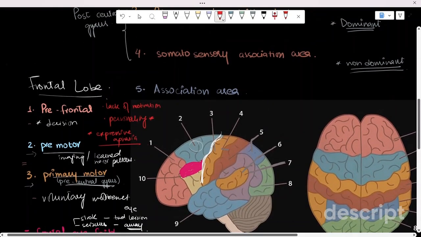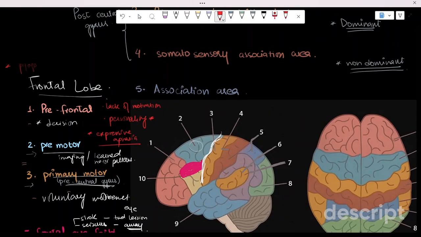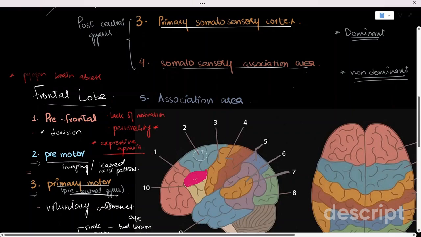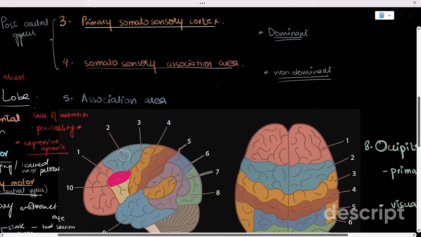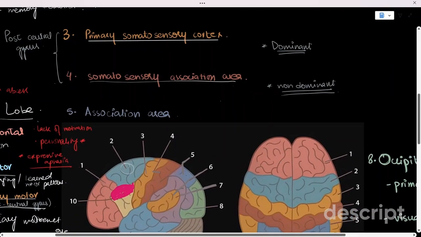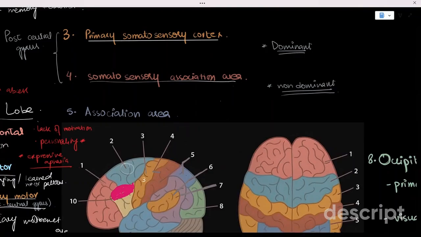One more important point is that this is the most common site for pyogenic brain abscess. So moving on to the next high yield concept, which is the parietal lobe. The parietal lobe consists of the primary somatosensory cortex, the one in orange labeled as number 3, and the somatosensory association area labeled as number 4.